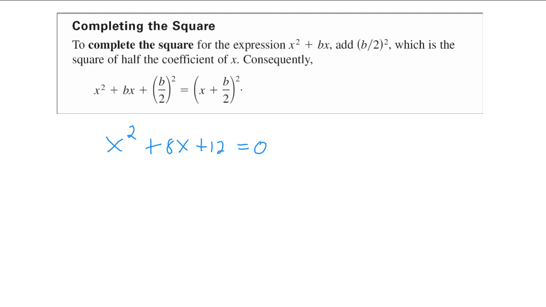Yes, on the summative, it's like problem number 1, you have to use the first method. Problem number 2, you have to use completing the square, and problem number 3, you have to use the quadratic formula.